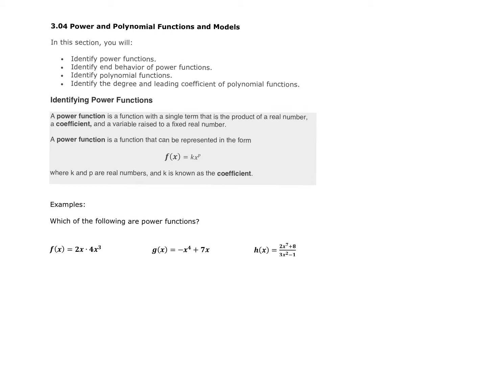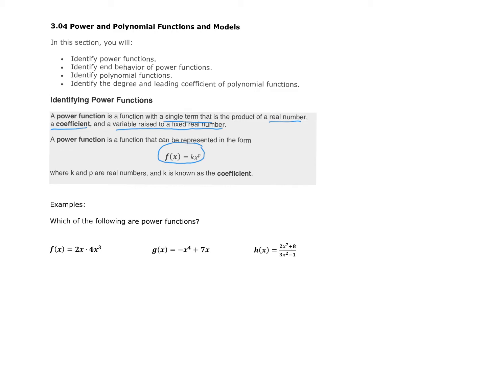A power function is a function with a single term that's a product of a real number, which we call the coefficient, and a variable raised to a fixed real number. So we're going to represent our power function in general as f of x equals k times x to the p. So looking at these three functions, which of these are in fact power functions?